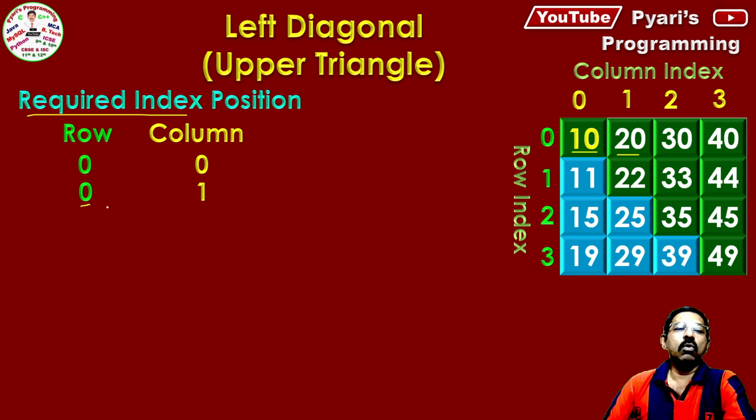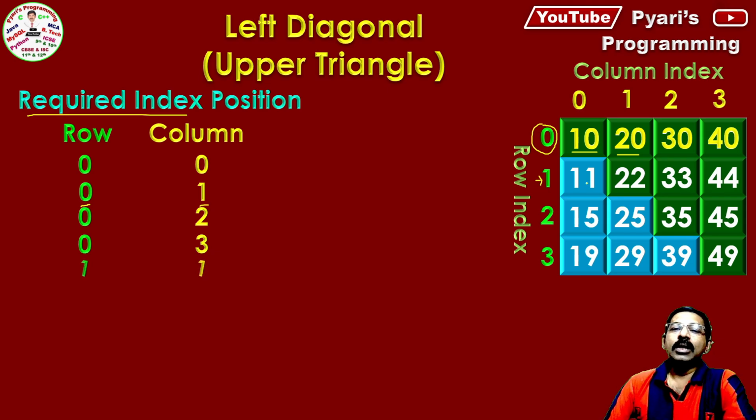You can see 0, 1 position is also required. So make it yellow. Next, 0, 2 position is required. Yes. 0, 3 position is required. Yes. But after this, row 0 job is over. We'll come to row 1 part.